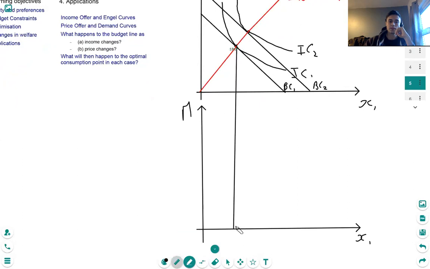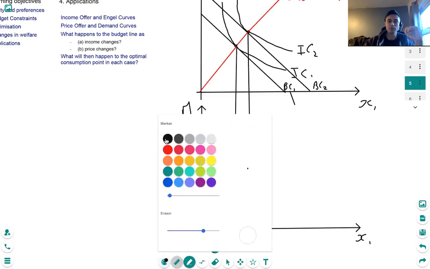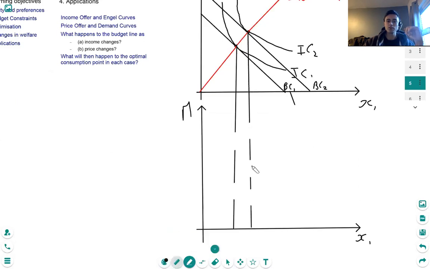Onto this new diagram. And then let's say income in the first budget constraint was, let's say, 100. So that's M equals 100. This is M equals 200.